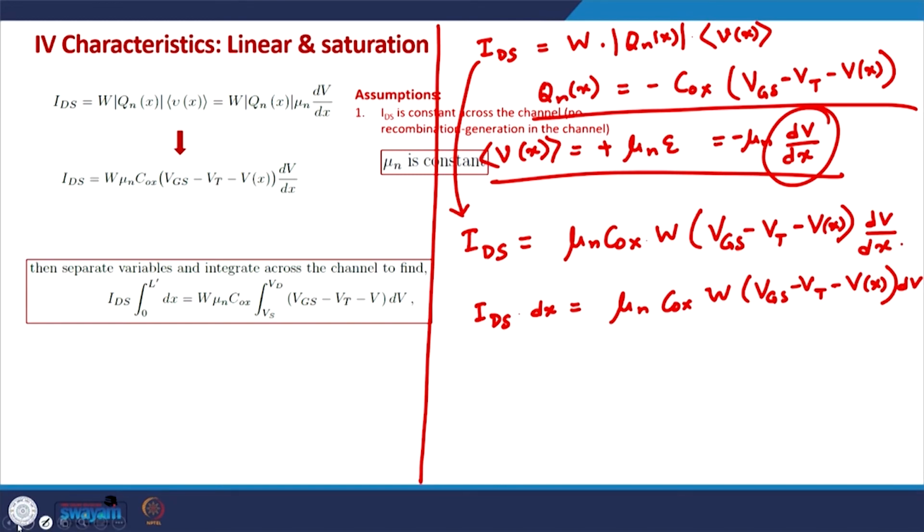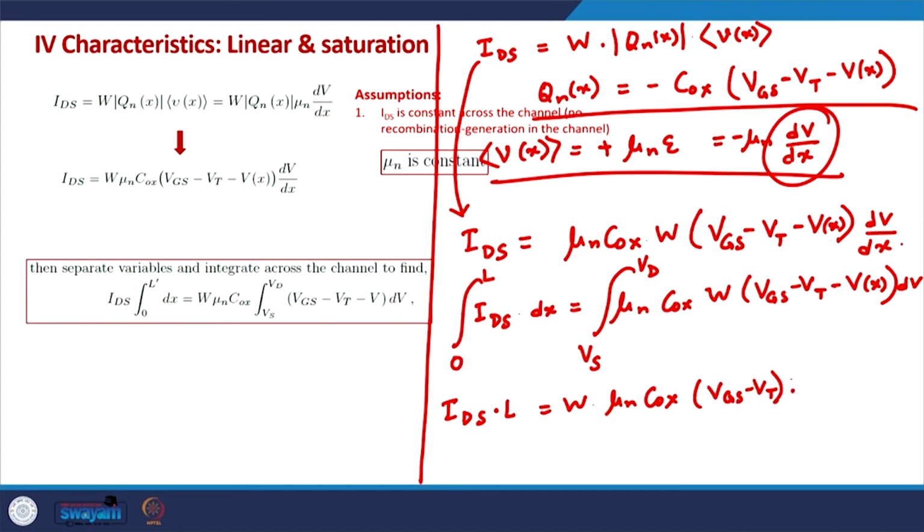So, if we integrate this equation across the channel, from 0 to L, on the right side the voltage will vary from Vs to Vd. So, this will give us IDS times L is equal to W times mu n Cox, VGS minus VT times VDS minus VDS square by 2. So, this voltage will also be from Vs to Vd, Vs is equal to 0, Vd is equal to VDS.